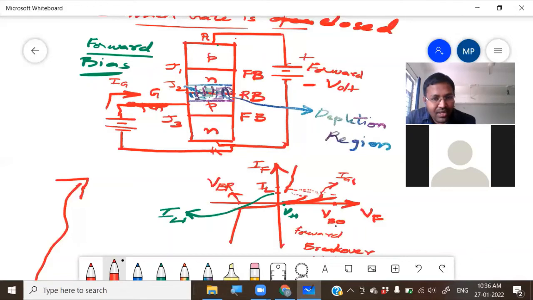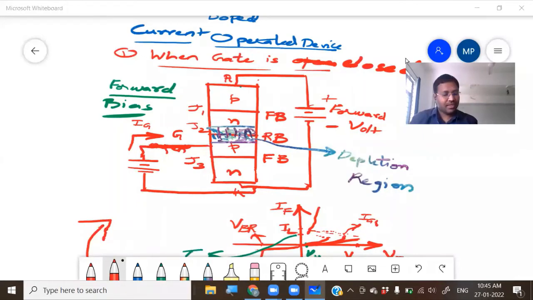Why am I drawing a dotted line? Because of the regenerative action. After breakover, the next point you will get will be this. You will not get the in-between points. When you do the practical, you will not get the in-between points. So what happens if we further increase the gate current? Simple, the characteristics of this device will be like this. Okay, right?